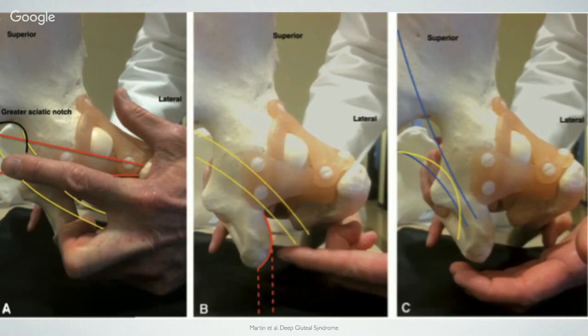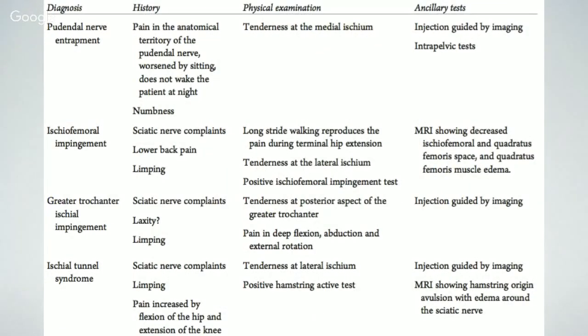Femurs actually flex out of the way here. And then finally, this is the sacrotuberous ligament and the pudendal nerve here, and he's palpating medial to the ischium and at the pudendal nerve, which would be more consistent with a pudendal nerve entrapment. This just summarizes everything we just went over.